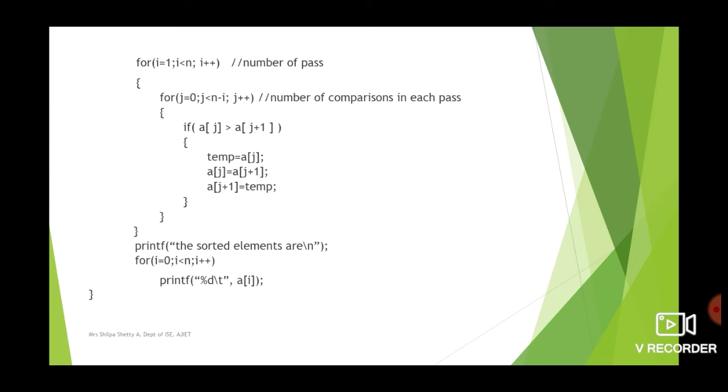So this is how the algorithm works. For each pass there will be some number of comparisons, and in each comparison we compare the jth element with the j plus 1th element. If they are not sorted, then we swap the elements with the help of a temporary variable. Once the for loops execute completely, the elements in the array will be stored in sorted order, that is ascending order in our case.